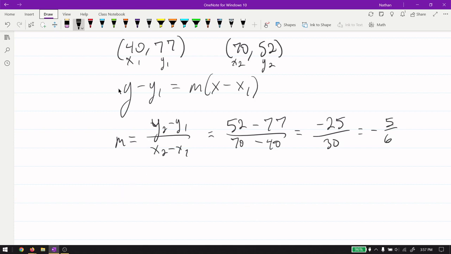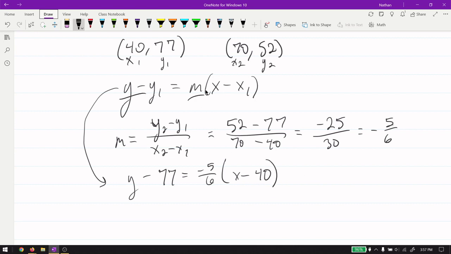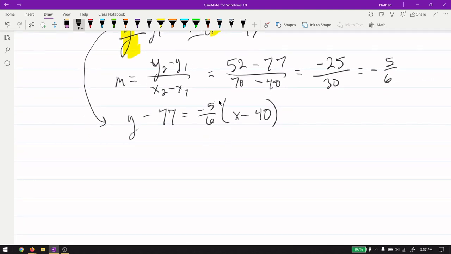And then now we can go ahead and plug in y1, m, and x1 into this equation. So y1 is 77, m is negative 5/6, and x1 is 40. The x and y in this equation here must be kept as x and y. Those are the variables you need in the equation for there to be a line. So you have to leave them as x and y. Okay, we can simplify this by just distributing this one. I'm going to add the 77 over as well.